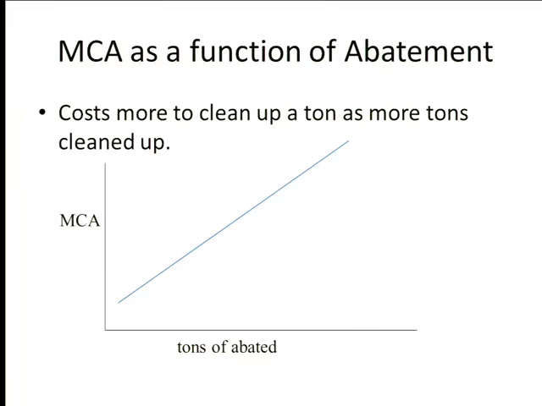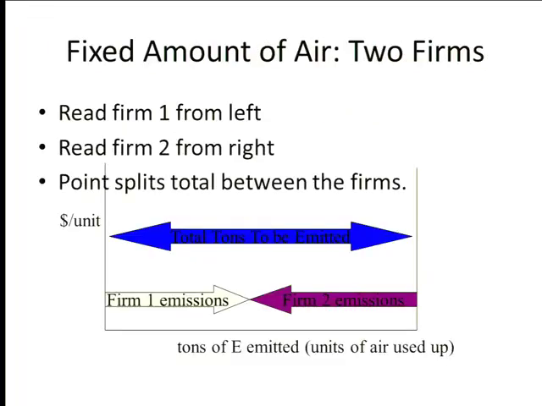And here you are adding various technologies to get the air cleaner, meaning you're doing more abatement, and the costs go up as you add. So the more you abate, the more it costs. Trading lowers total cost. This was your trading game.